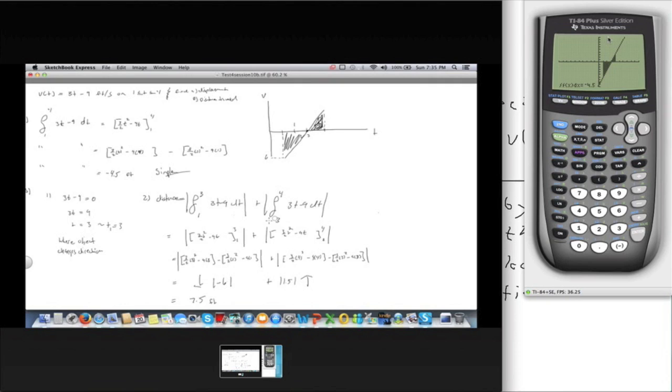Hopefully you could figure out what to do if it changed direction a second time or a third time. That would just be another term, but hopefully he's not going to make it quite that complicated on the test. We might stick with this. Okay, is that problem making sense?